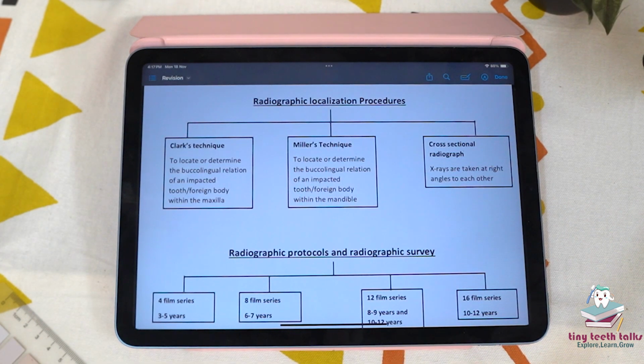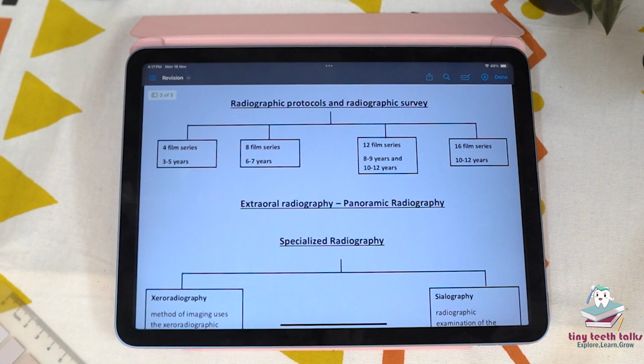There are three techniques. Clark's technique is used to locate and determine the buccolingual relation of an impacted tooth or foreign body within the maxilla. Then Miller's technique is used the same as Clark's technique, but for the mandible. Then cross-sectional radiography, where X-rays are taken at right angles to each other. Then we covered radiographic protocols and radiographic survey.